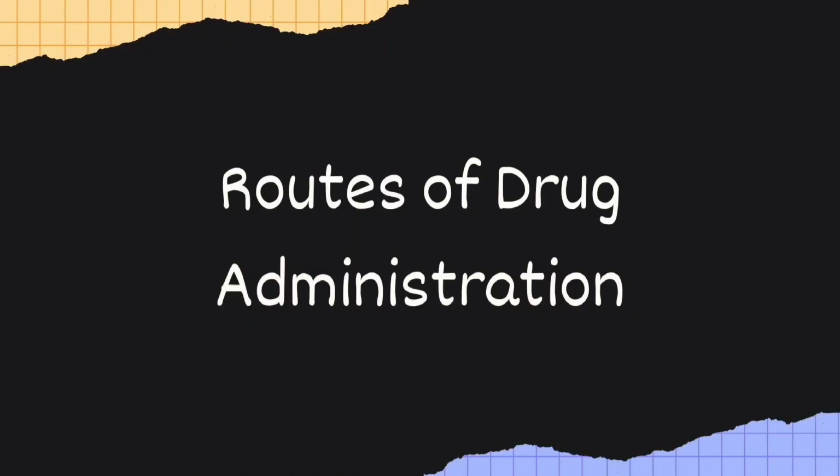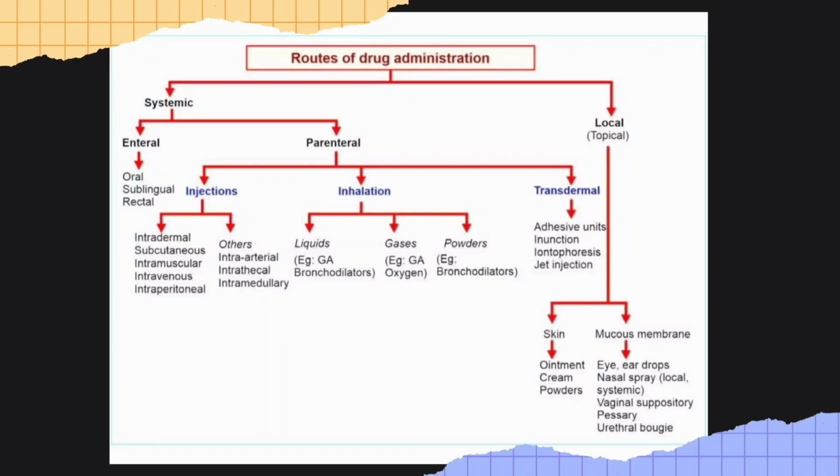In this video, we will see the introduction to the routes of drug administration. The routes of drug administration is broadly classified as systemic and local. Systemic is further classified into enteral and parenteral. We will be seeing in detail about the 4 parenteral routes of drug administration like intradermal, subcutaneous, intramuscular and intravenous.